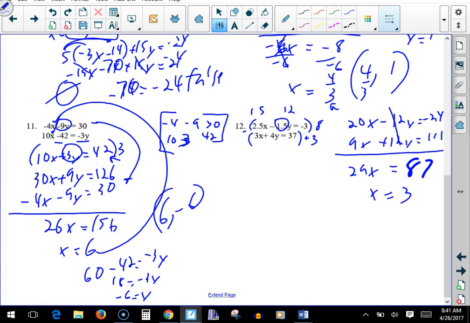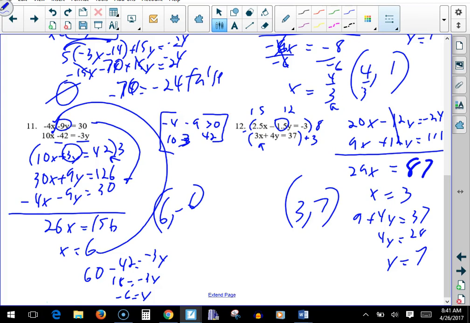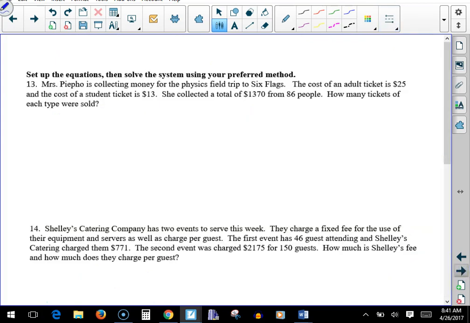To make life easier, I'm going to plug my x in here instead of dealing with the decimals. So 3 times 3 is 9, plus 4y equals 37. Subtract 9 from both sides, and I get 28 divided by 4, y is 7. So I get the point of intersection of (3, 7). Moving on.